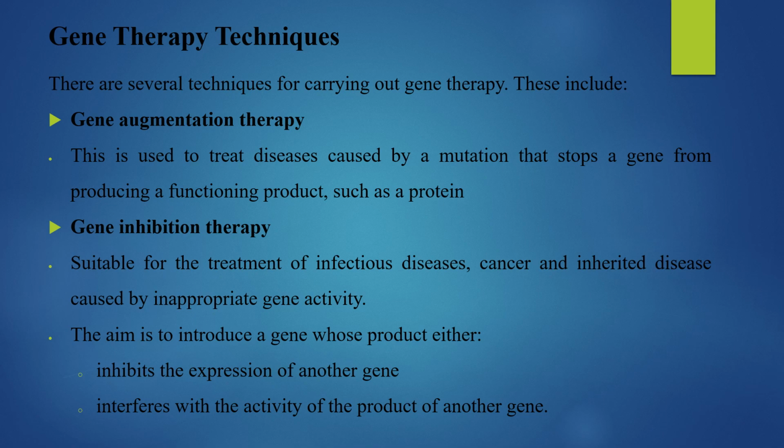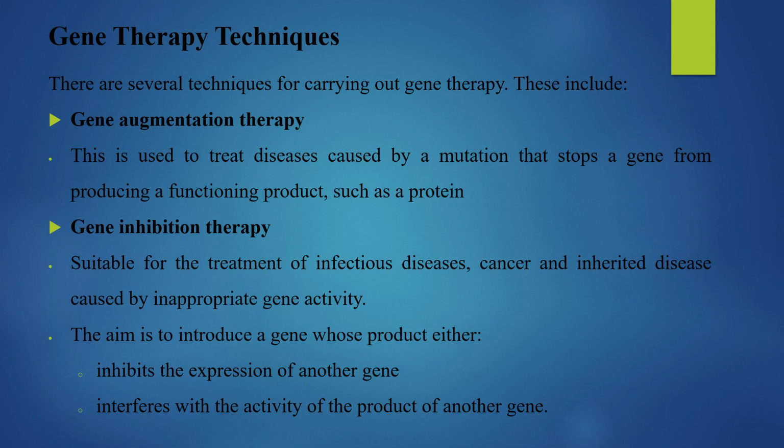And then gene inhibition therapy. Now in gene inhibition therapy, this is suitable for the treatment of infectious disease, cancer, and inherited disease caused by inappropriate gene activity. So if there's an inappropriate gene activity, then a gene inhibition therapy would be useful. The aim of this is to introduce a gene whose product either inhibits the expression of another gene or interferes with the activity of the product of another gene. So you are doing a gene therapy which will inhibit the expression of another gene.